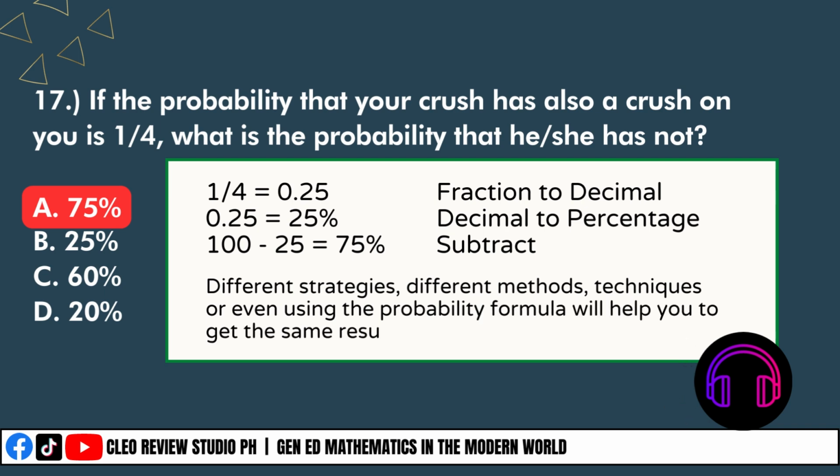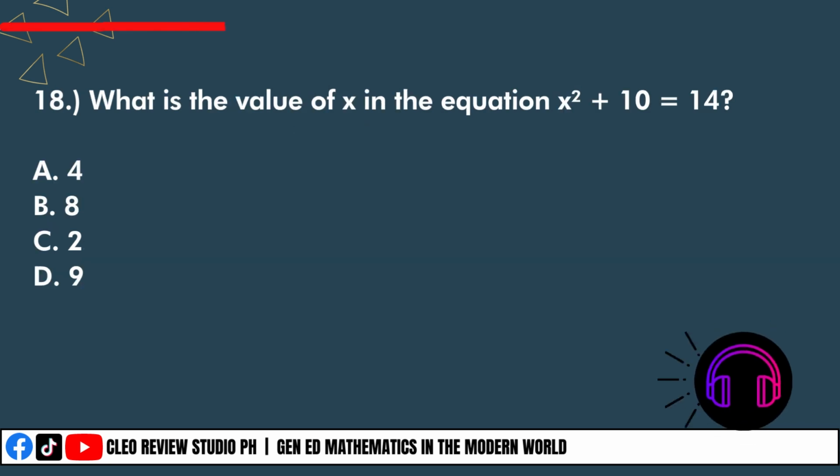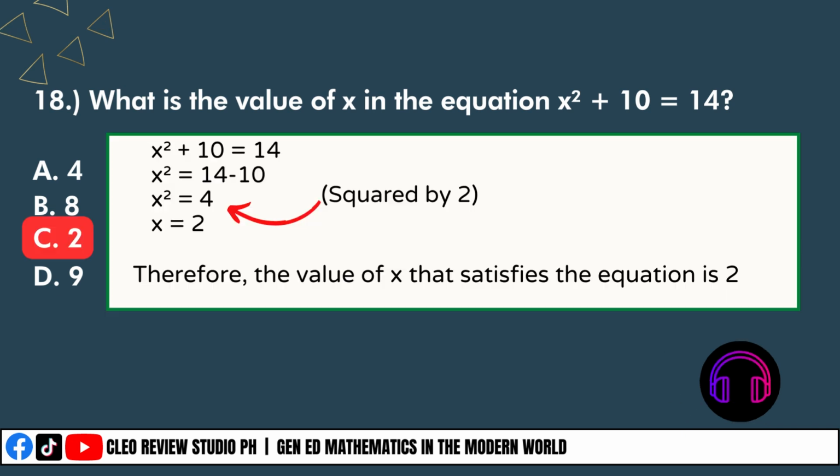Anyway, here's my solution. What is the value of x in the equation x squared plus 10 is equal to 14? The correct answer is option C, 2. The value of x that satisfies the equation is only 2. Tandaan din na kapag nagtra-transpose, papalitan ang sign, kung positive, magiging negative, and vice versa.